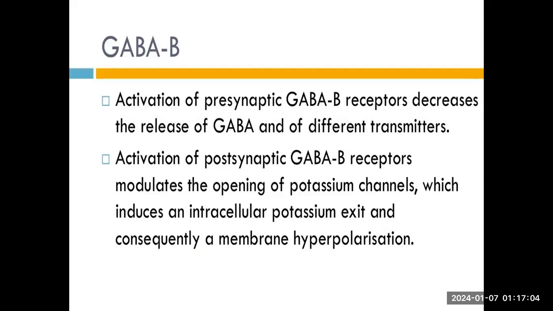GABA B receptors. Activation of presynaptic GABA B receptors decreases the release of GABA and of different transmitters. Activation of postsynaptic GABA B receptors modulates the opening of potassium channels, which induces intracellular potassium exit and consequently a membrane hyperpolarization. GABA A receptors perform their function through chloride ions, and GABA B receptors perform their function through the potassium channels.